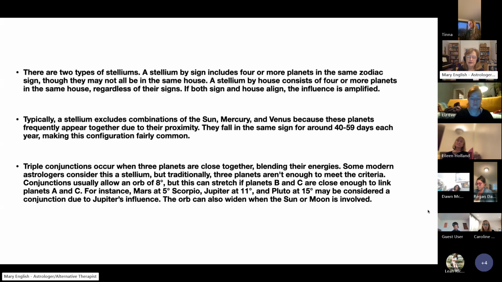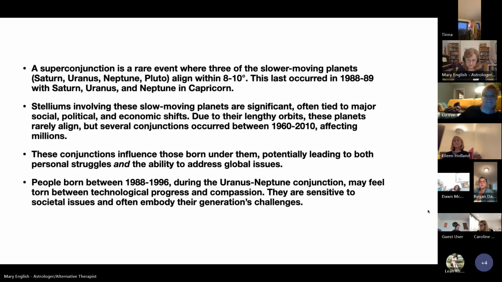But you can stretch this if planets B and C are close enough to link planets A and C. For instance, in this example, Mars is 5 degrees Scorpio, Jupiter's at 11 and Pluto's at 15. Can be considered a conjunction due to Jupiter, which is in the middle's influence, and the orb can also widen with the Sun or Moon if that's involved.